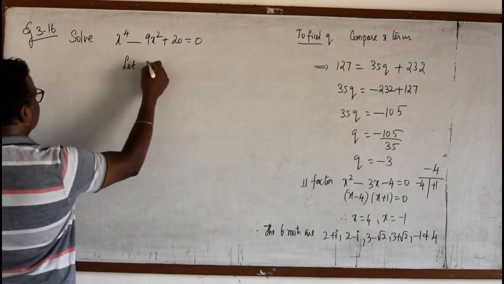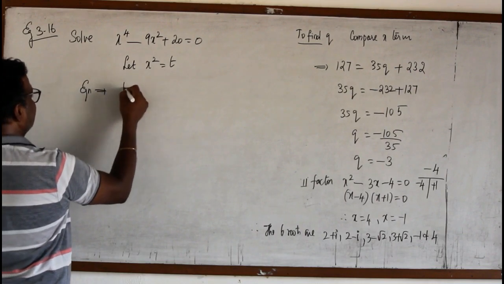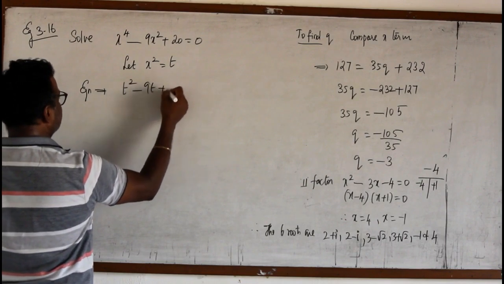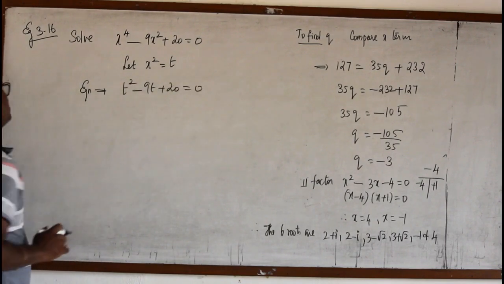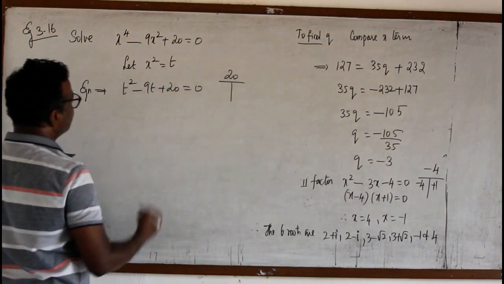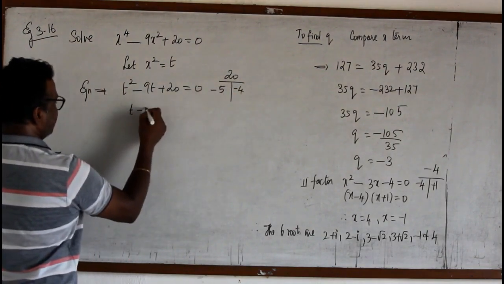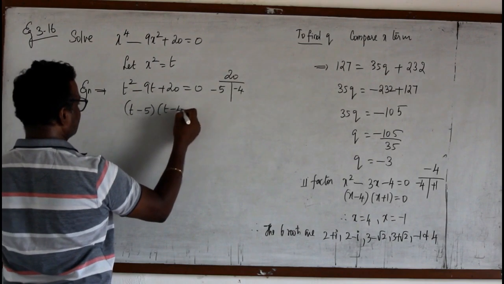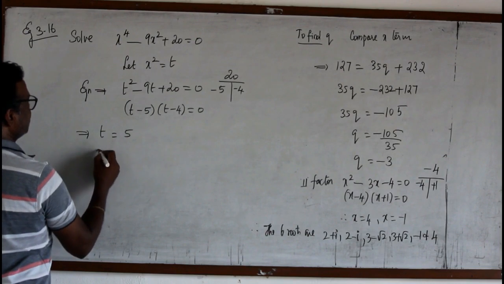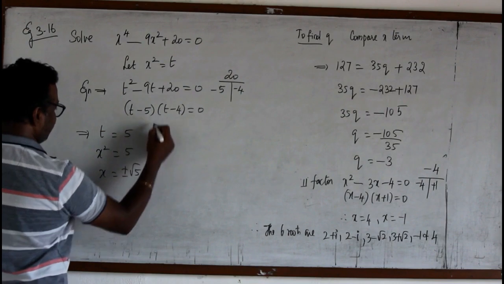So I can take this x square as some t. Then the equation becomes t square minus 9t plus 20 equal to 0, which becomes an ordinary quadratic equation. So I can factorize 20 can be written as, I need minus 9, so 5 4s are 20, minus 5 minus 4. It is (t minus 5)(t minus 4) equal to 0. This implies t equal to 5, that means x square equal to 5, then x equal to plus or minus root 5.